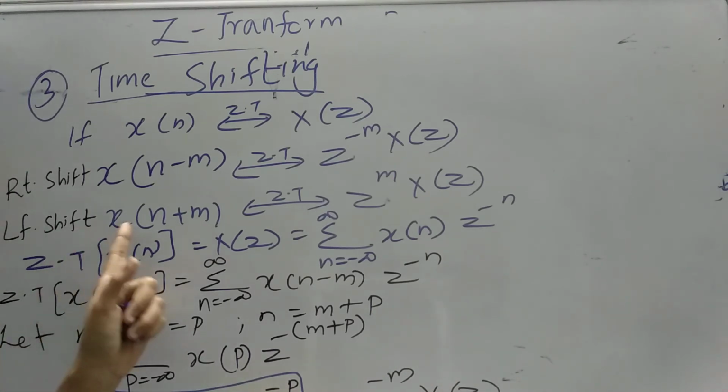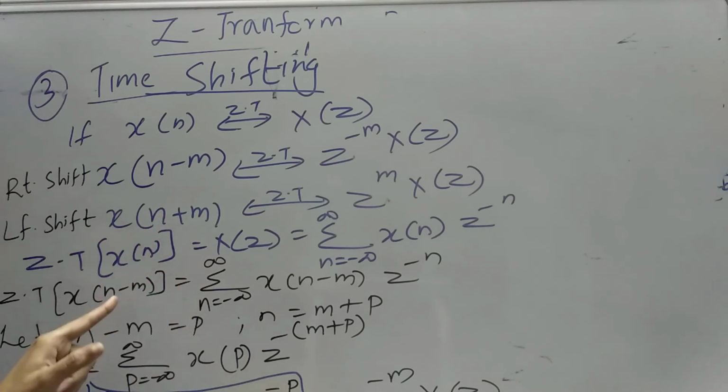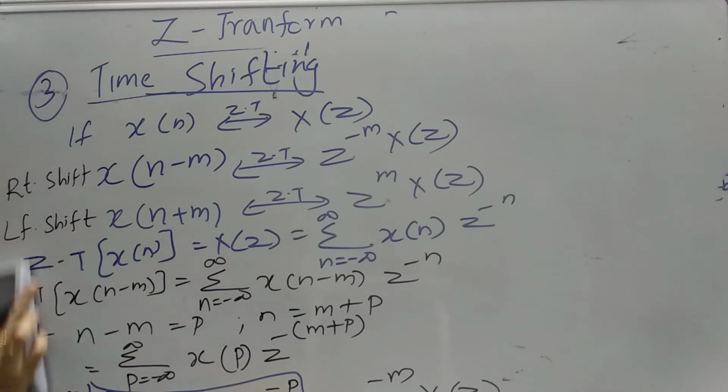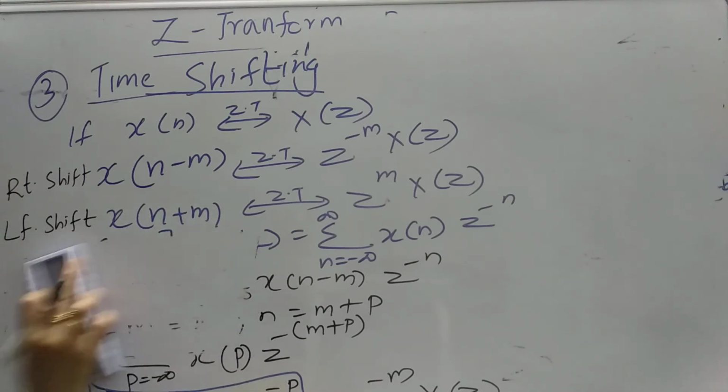Similarly, if you take x of n plus m instead of minus, you will get z raised to m times X of z. This is what we call the time shifting property.